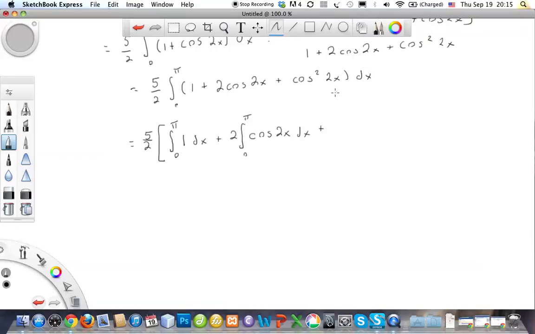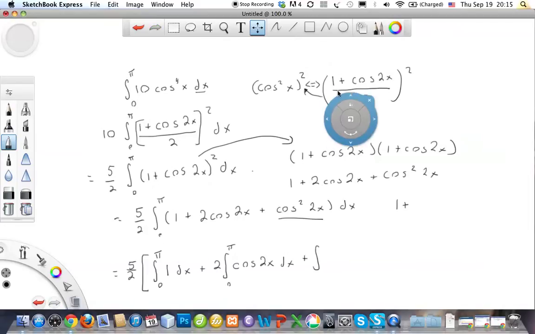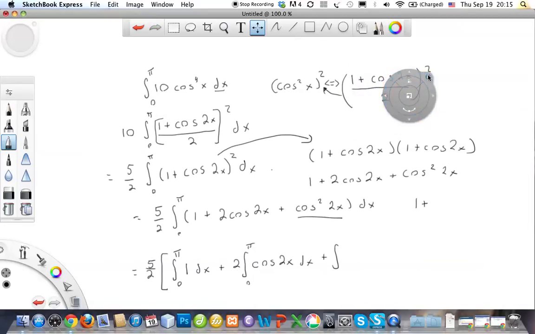plus, alright, now we're going to have this cosine squared of 2x. We're going to want to set the integral of this. We're going to want to use our trigonometric identity again. The one that we used up here, let me just mark that out: 1 plus cosine 2x over 2 is going to equal cosine squared of x.